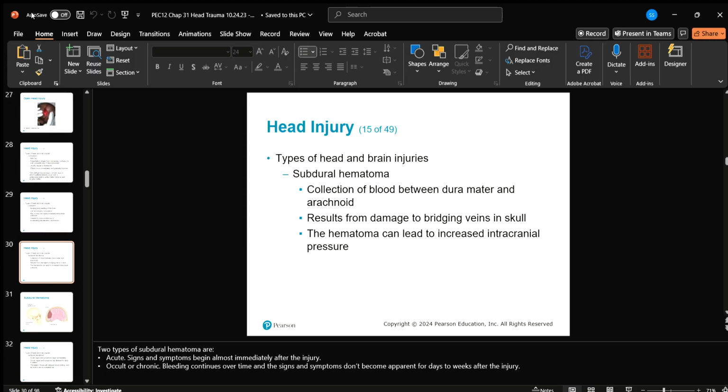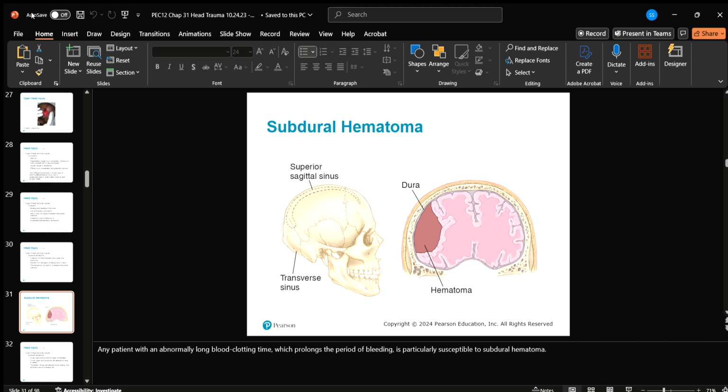Subdural hematoma is where? Below the dura mater. This is a collection of blood between the dura mater and arachnoid. So if it's below the arachnoid, it's a subarachnoid bleed. So this is a subdural hematoma. So below the dura mater.